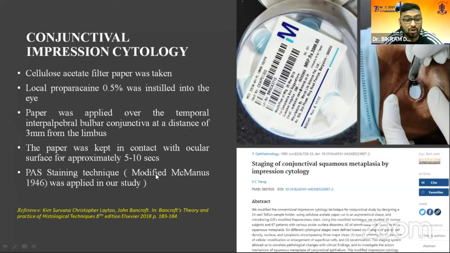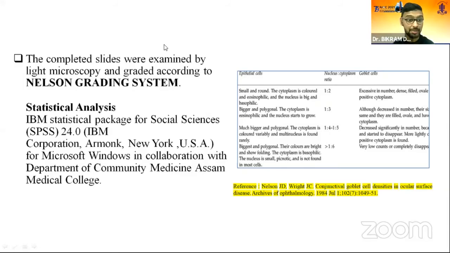Fast staining technique, modified McManus, was applied in our study. The completed slides were examined by light microscopy and graded according to the Nelson grading system as shown here. IBM SPSS software was used for statistical analysis in collaboration with the Department of Community Medicine.